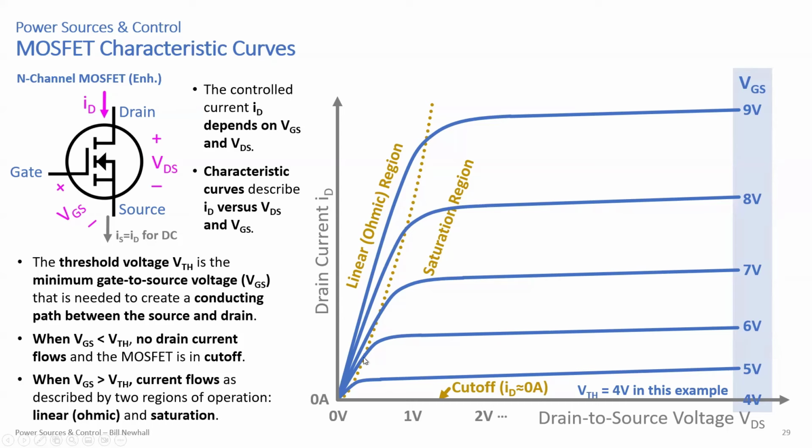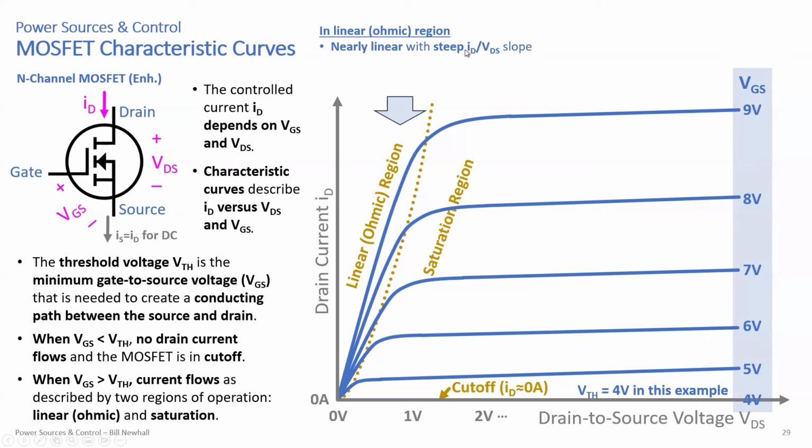I've put this dotted line to try to separate where the linear region is separate from the saturation region. And so in reality, the linear region is where you have this upward slope that's almost linear. And the saturation region is really over here on the right, where you have these almost flat lines. Okay, so it's a little loose where one region begins and one ends. But nonetheless, in the linear region or the ohmic region, you have a nearly linear relationship between drain current and drain to source voltage.